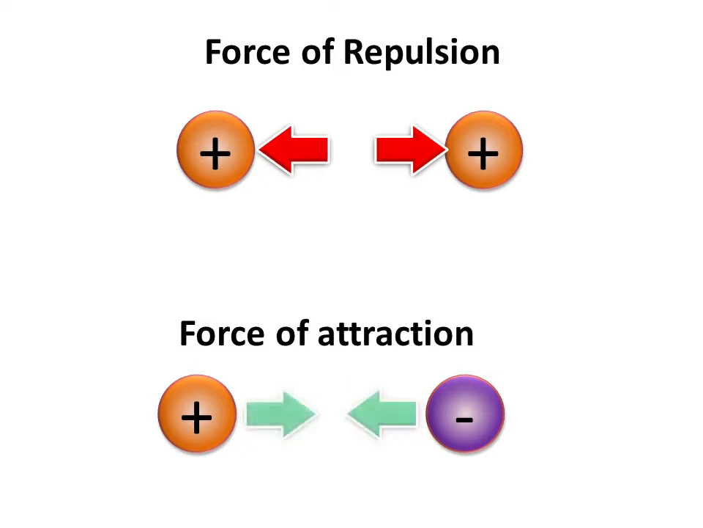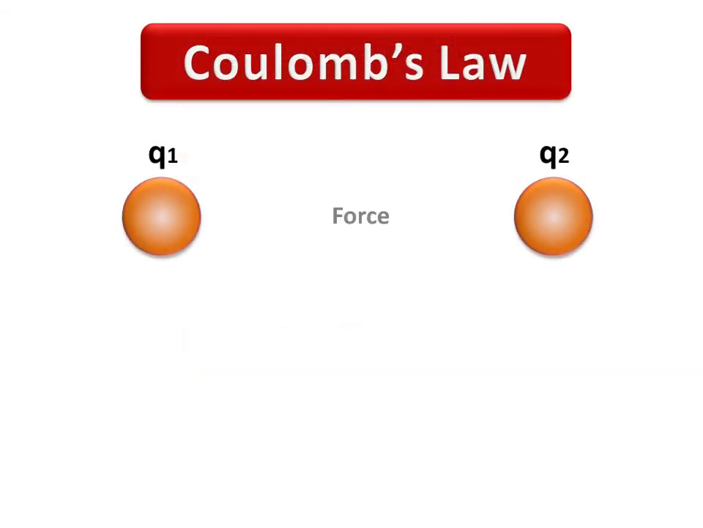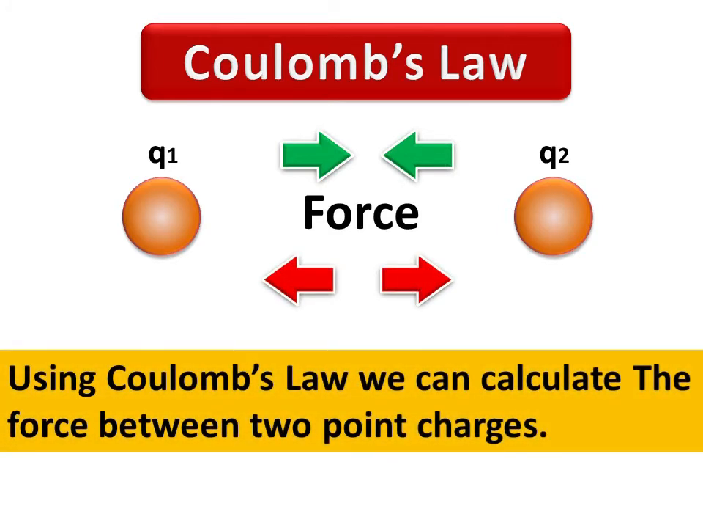If we bring any two charges together, there will be a force of attraction or repulsion between them. Using Coulomb's law, we can calculate the force between two point charges. Consider a metallic sphere Q1 with 5 positive charges and another metallic sphere Q2 with 5 positive charges, and the distance between these two spheres will be r.